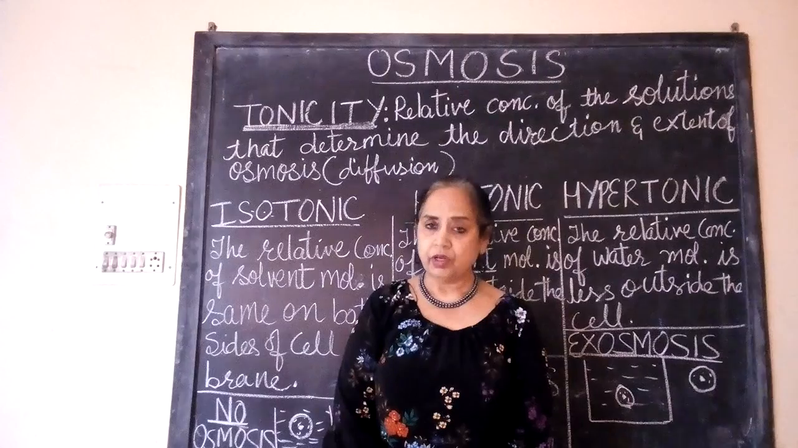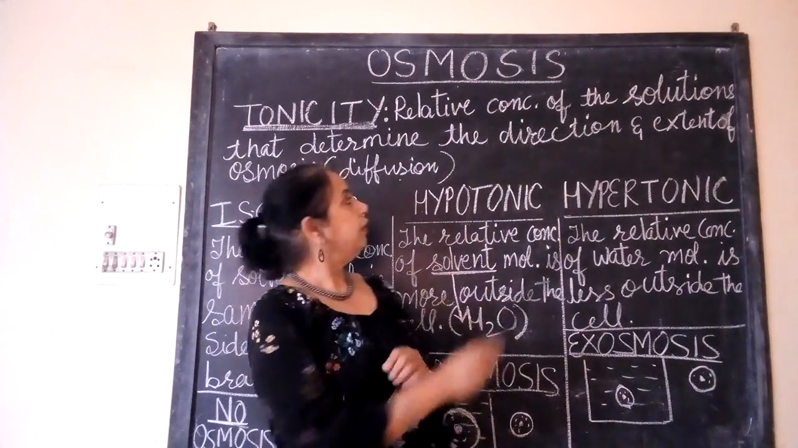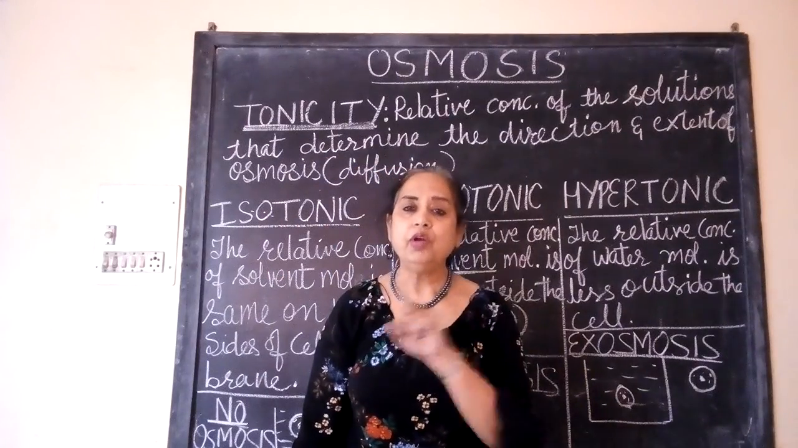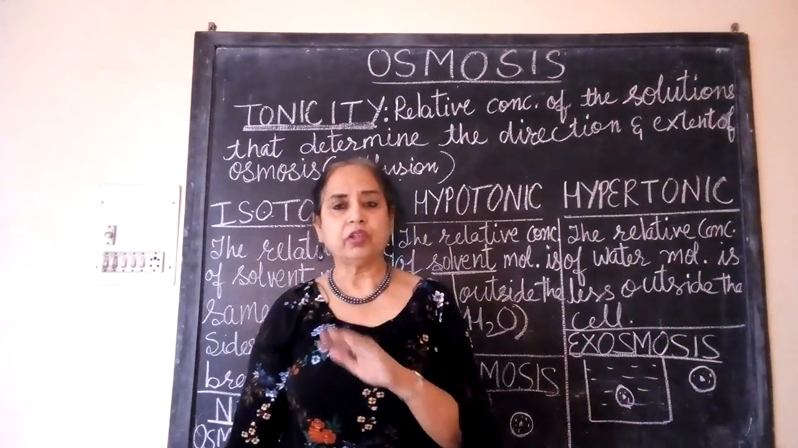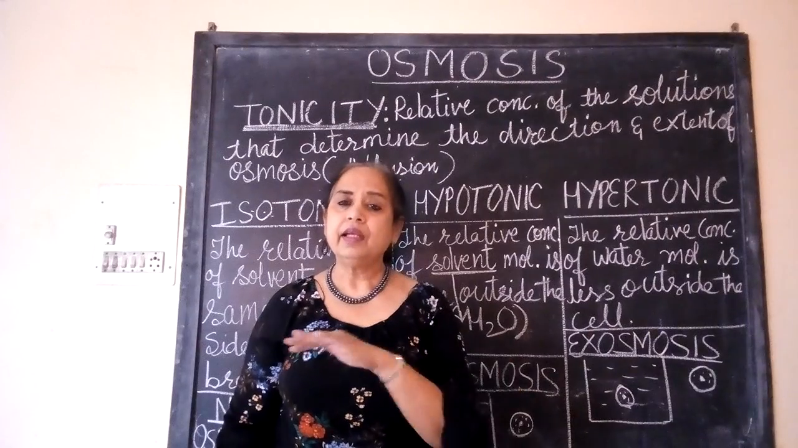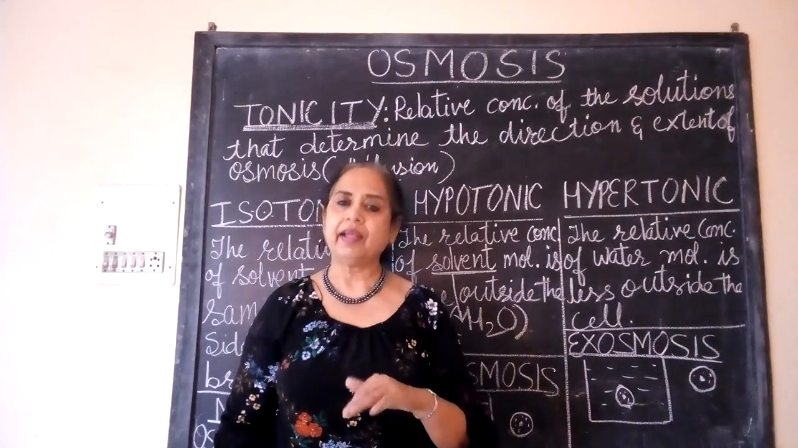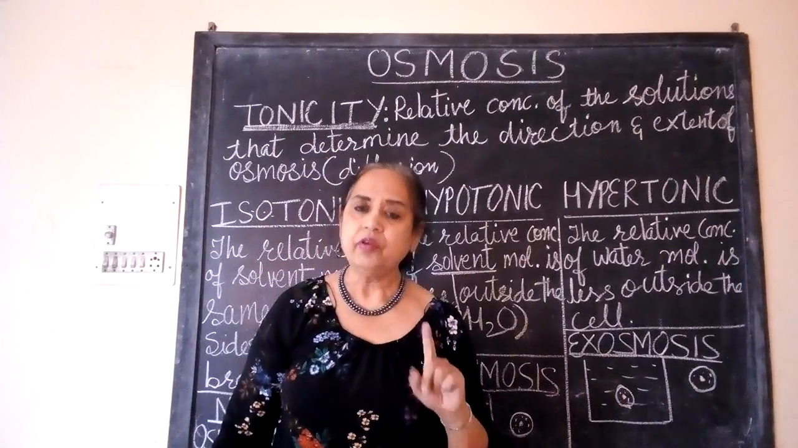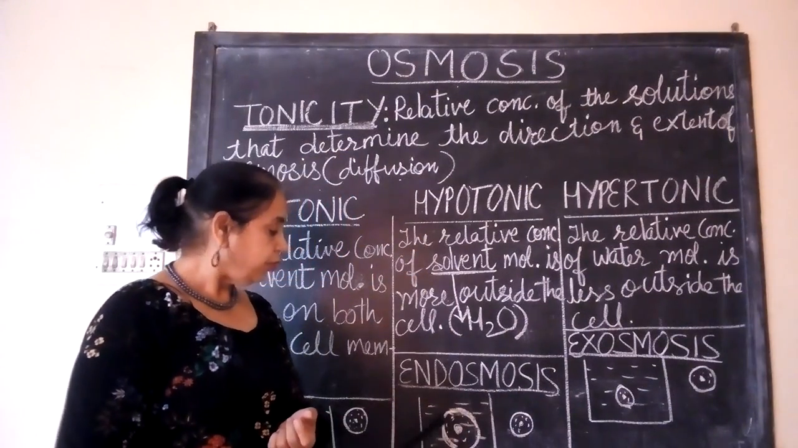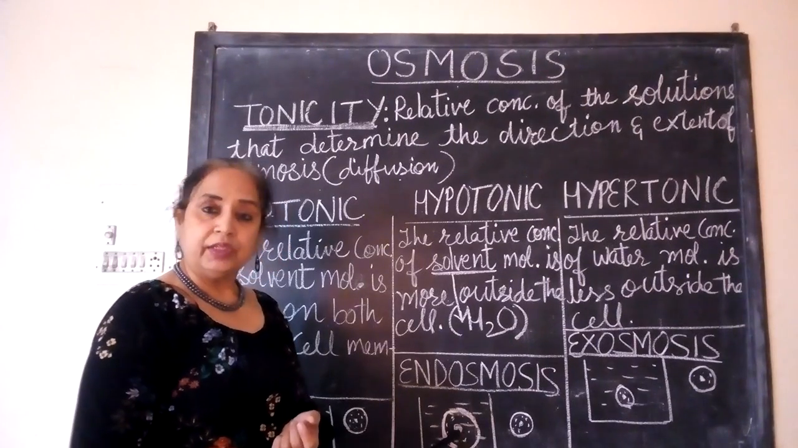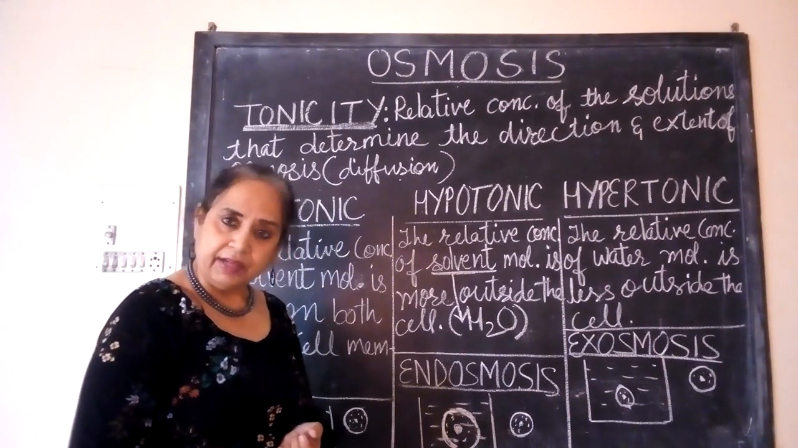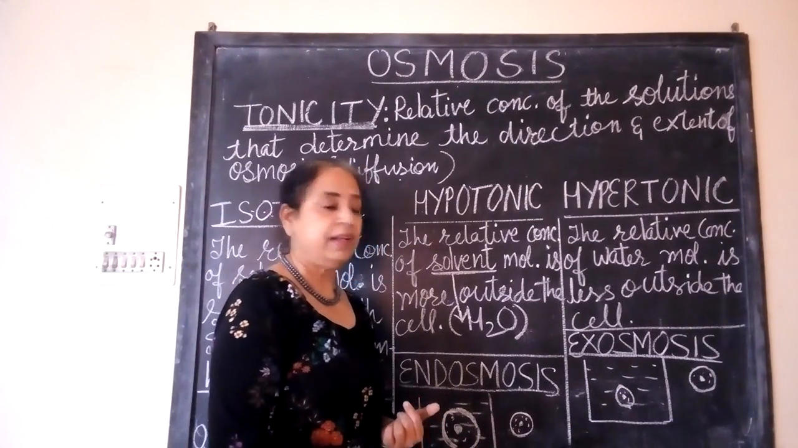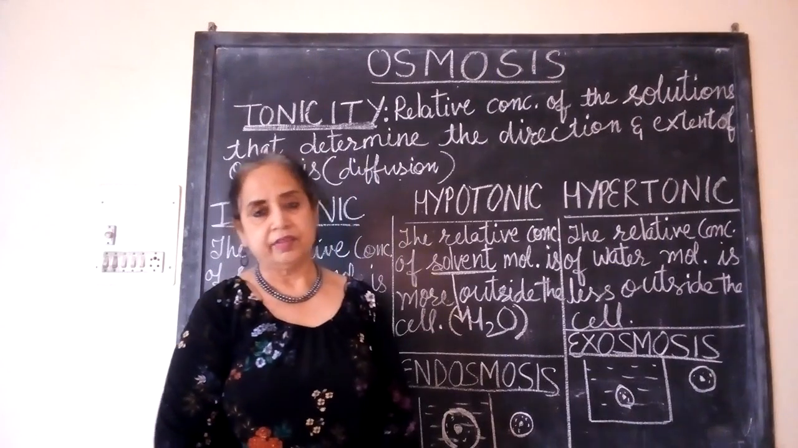If there is an isotonic medium, the direction and extent of osmosis will be zero, no net movement. Actually, it's not so that water is moving only in one direction. There is movement of water molecules inside and outside the cell, but the net movement decides whether it is endosmosis or exosmosis. Here the net water movement is more towards the interior of the cell. More water is entering the cell than exiting the cell. Here more water is exiting the cell than the water which is entering the cell.